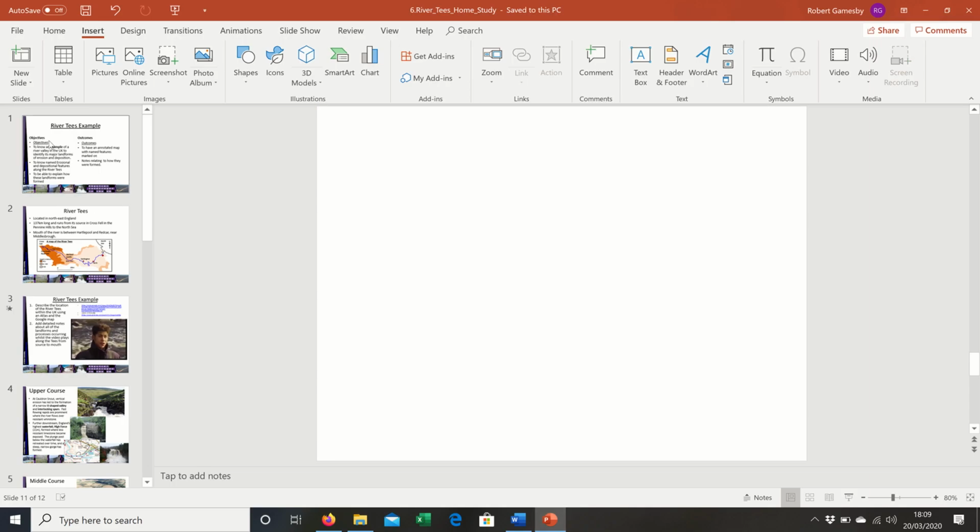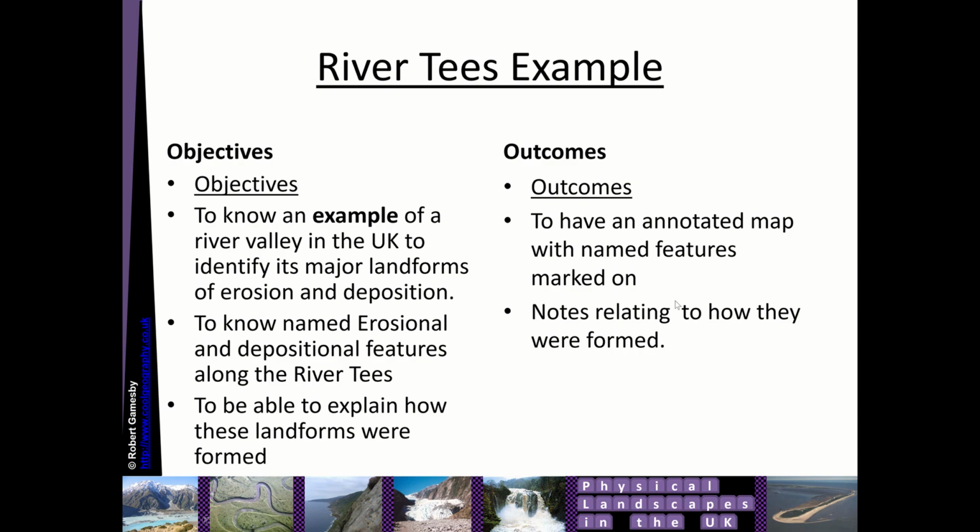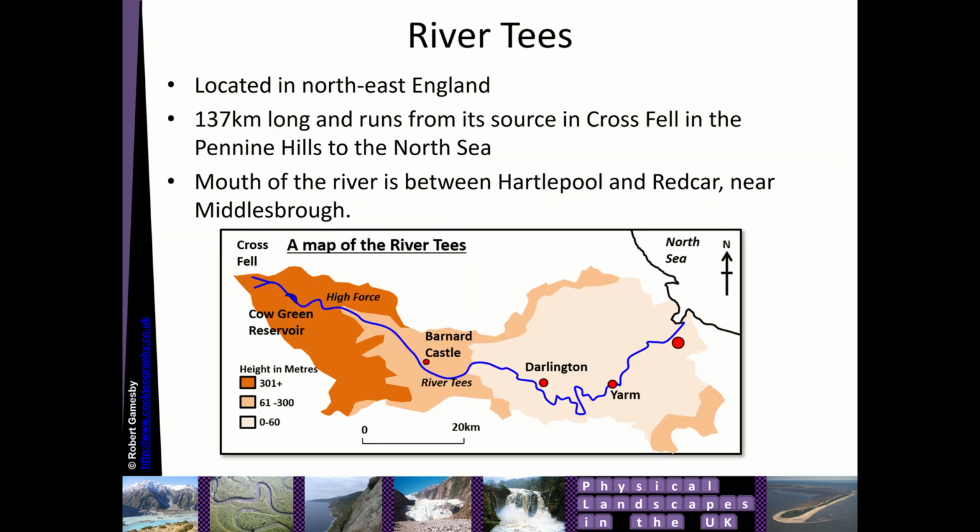So you're going to explore that within this lesson. Your objectives and outcomes are there, but the overall objective is to have an annotated map with named features marked on and how those are created. Like we said, it's located in northeast England, about 137 kilometres long from its source in Crossfell in the Pennine Hills to the North Sea.